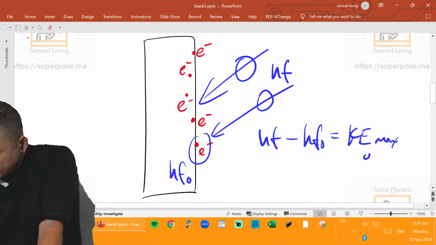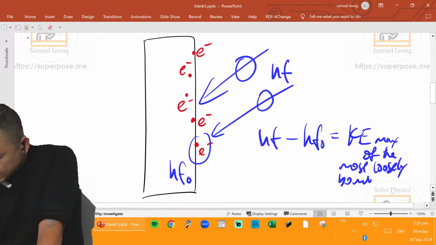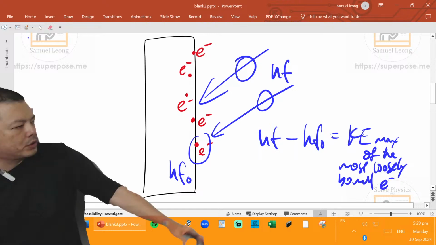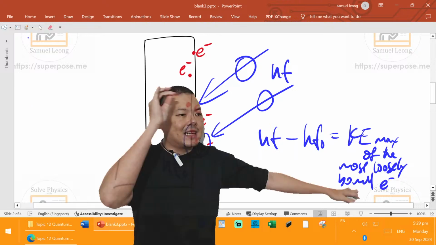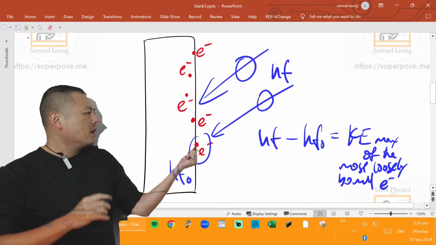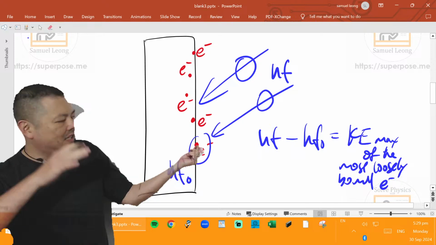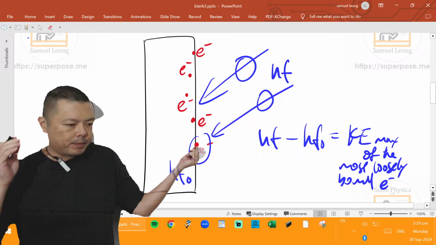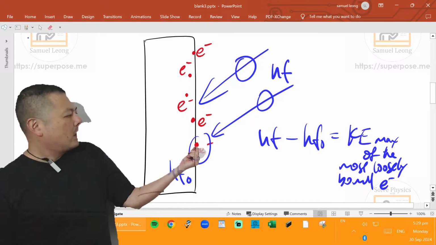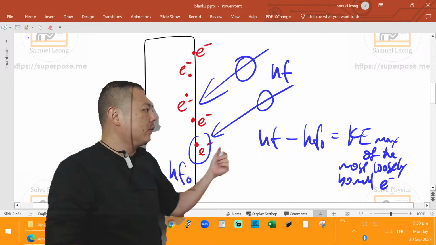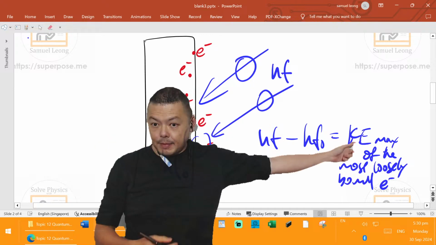Ke max of the most loosely bound electron. That means this is the electron that happened to be way out at the surface and is readily, easily going to be emitted out already, right? So if he's the most loose one and he gets emitted out, he will have that term Ke max.